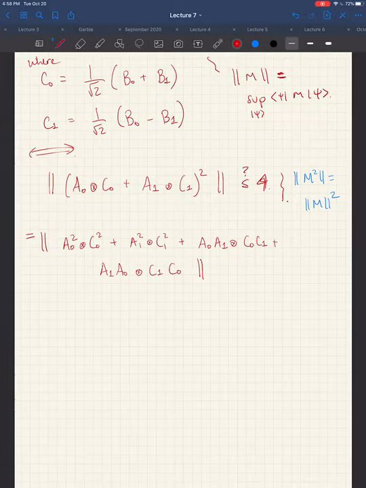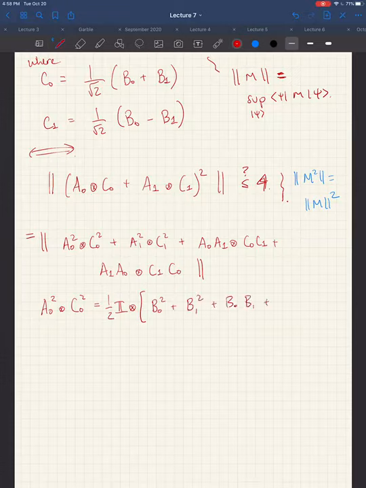And now we're going to start taking advantage of the fact that we know the A's and B's are observables that square to identity. So let's evaluate each term separately. A0 squared tensor C0 squared is identity tensor, and we just have to square the C0 thing. You're going to pick up a 1/2 on the outside, because you square the 1 over square root 2. We're going to have B0 squared plus B1 squared, and then you're going to get the cross terms. We know that this is also 2 times identity. So I claim that we get identity plus 1/2 B0 B1 plus B1 B0.